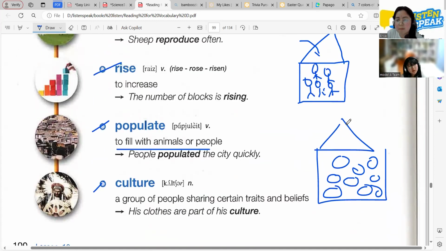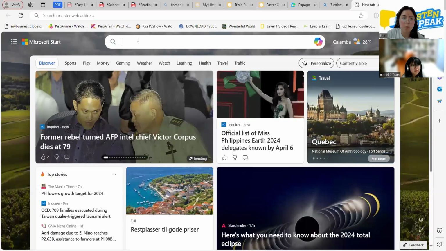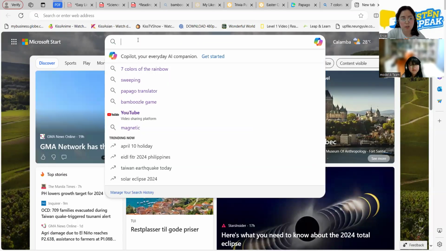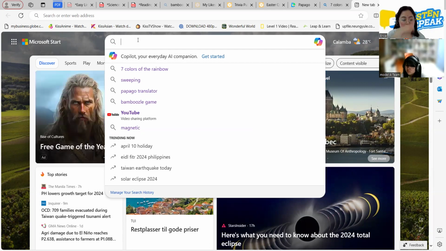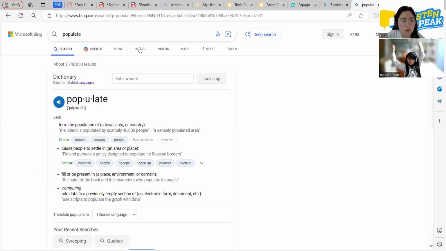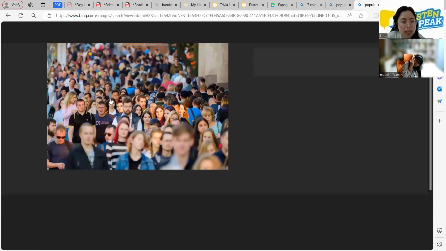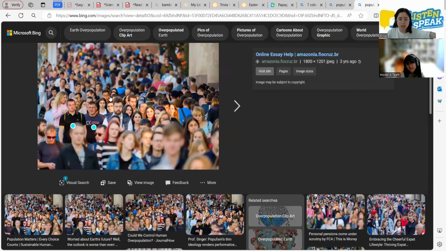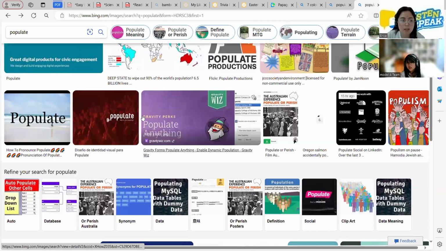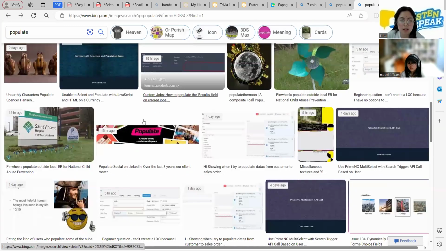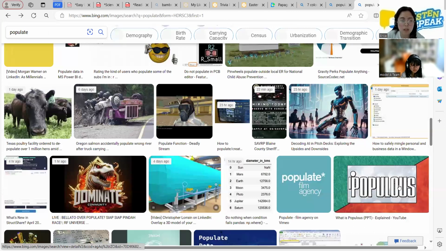Populate. I will not use Papago. I just want you to think what is populate. I'll show you some photos. Look at this one. Let's say this street is populated because it has a lot of people. What else?